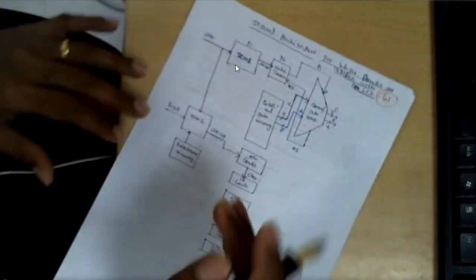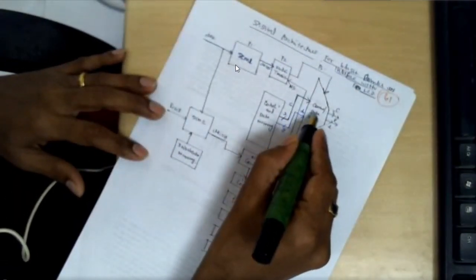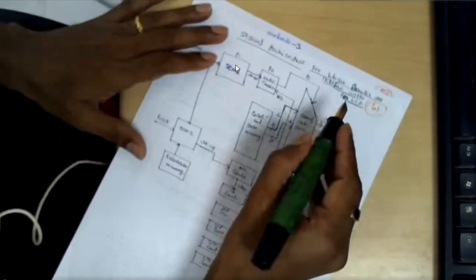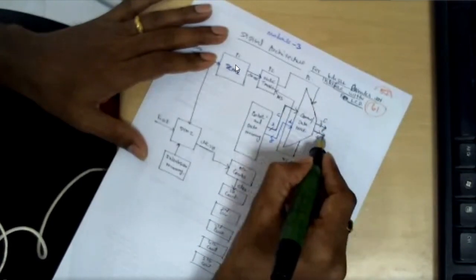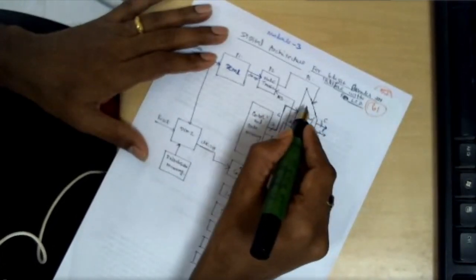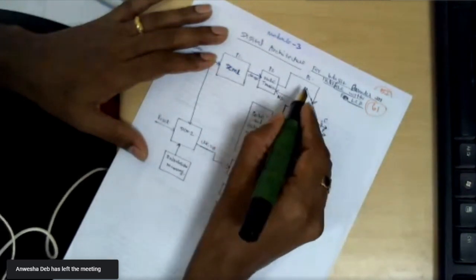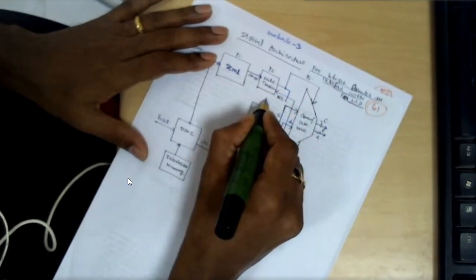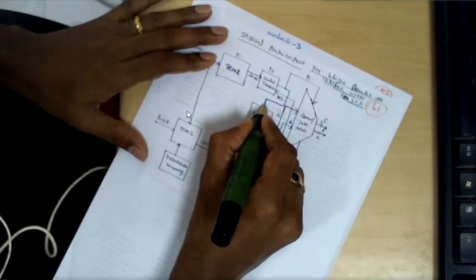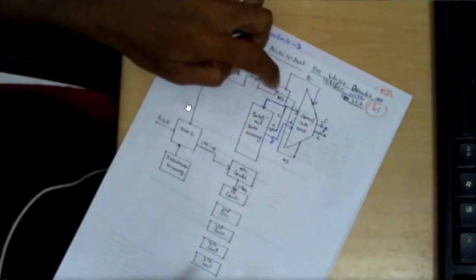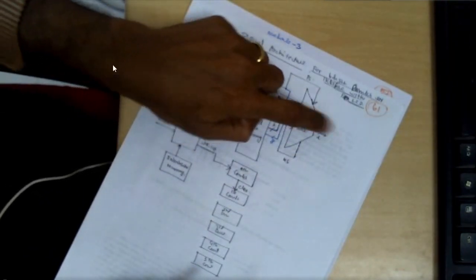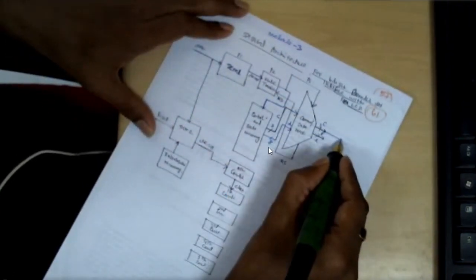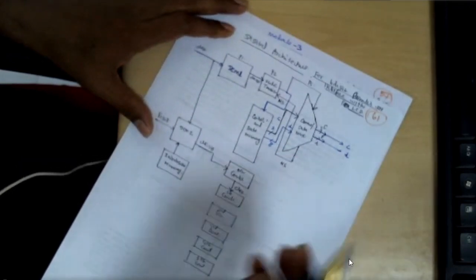So these values, the C value and the D value, are going into this multiplexer. The present state is the selection line here. Based on the present state value, if it is S1, some value will come out; if it is S0, some other value will come out. So C and D is our final output.